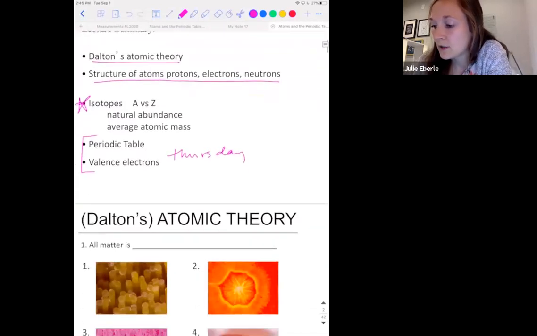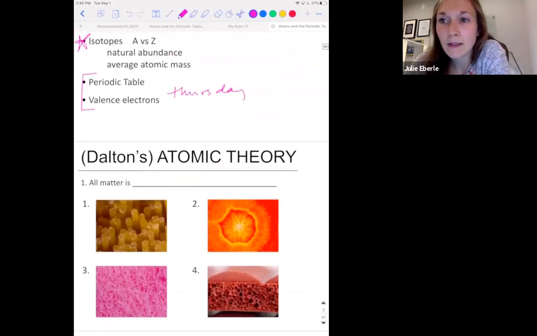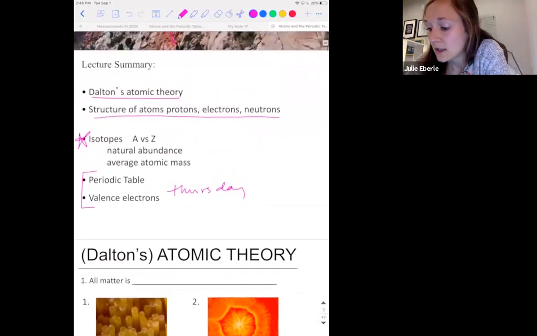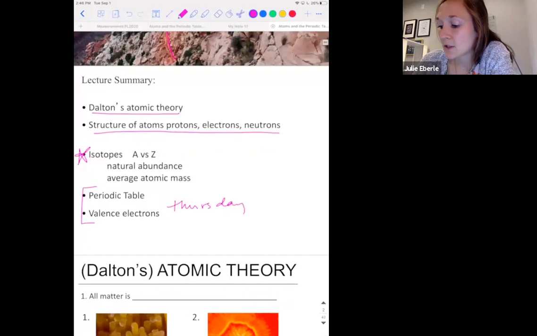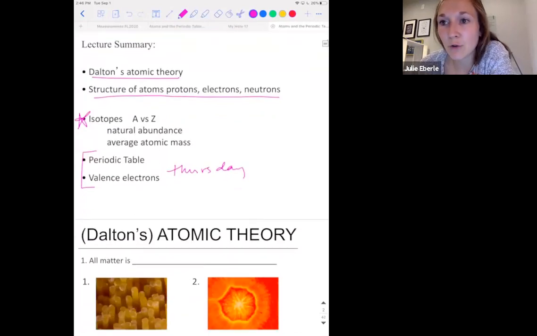So let's get started. Dalton's atomic theory. Back in the day, a long time ago, well before we had microscopes and modern technology, there were Greek philosophers and scientists who hypothesized that matter, which we talked about is anything with a mass or a volume, is made up of small particles so small that we couldn't even see them. And they were right. We've since called those particles atoms. What they didn't know is that atoms are even composed of smaller particles, and we're going to talk about those today.